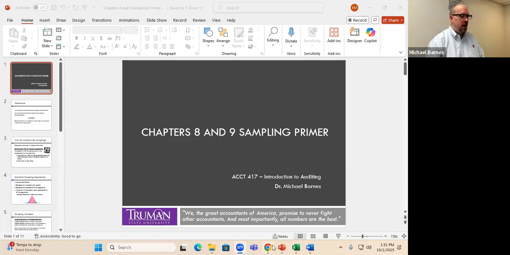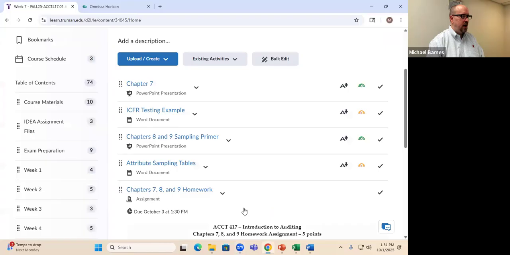So before we get started, a real quick note about today. On the week 7 items in Brightspace, there's a document called attribute sampling tables that you might want to have access to. It's going to help us work through one of the problems. It'll also be helpful for your homework. I used to print out a copy of that and give it to all the students.